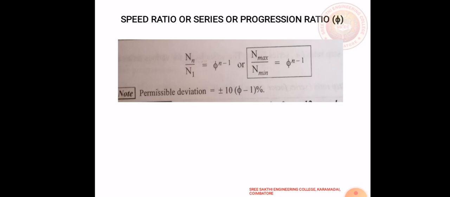By using this step ratio value, we can select the basic series. It has five basic series, which we already discussed. That is R5, R10, R20, R40 and R80. Based on this basic series, we can select spindle speeds with the help of the design data book.